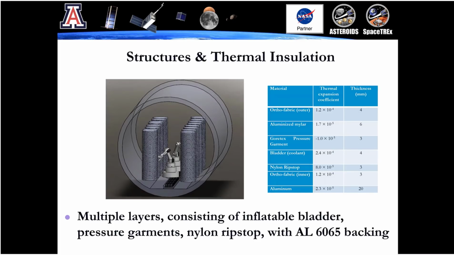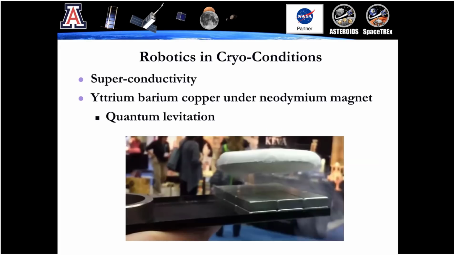The entire cross-section contains multiple layers, consisting of inflatable bladders, pressure garments, nylon ripstop, along with a solid rigid aluminum backing. As the module inside needs to be either minus 180 degrees or minus 196 degrees, the outside, inside the lava tube, would have a temperature of only minus 25. And so for this reason, these modules need to be refrigerated. And so we will next look at what are the energy requirements for refrigeration.